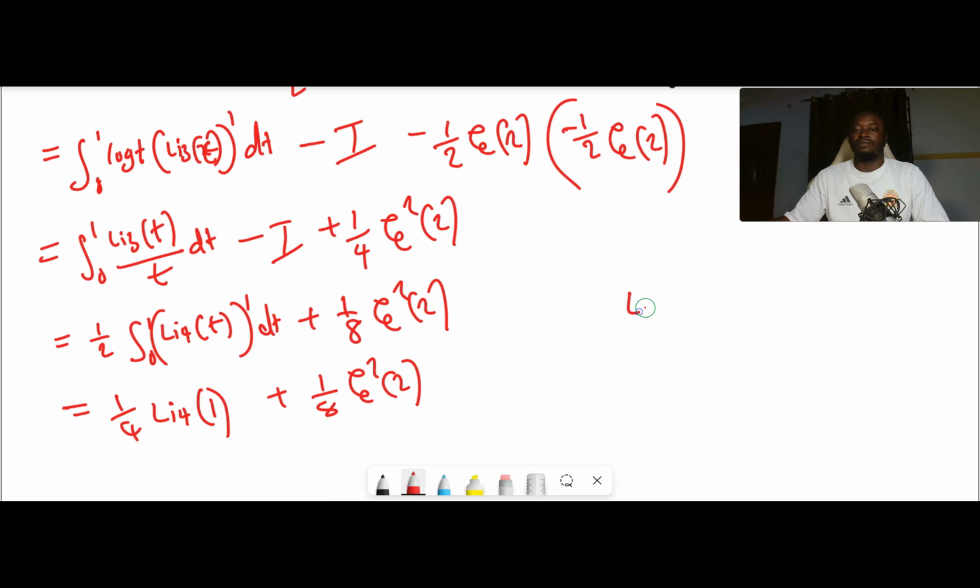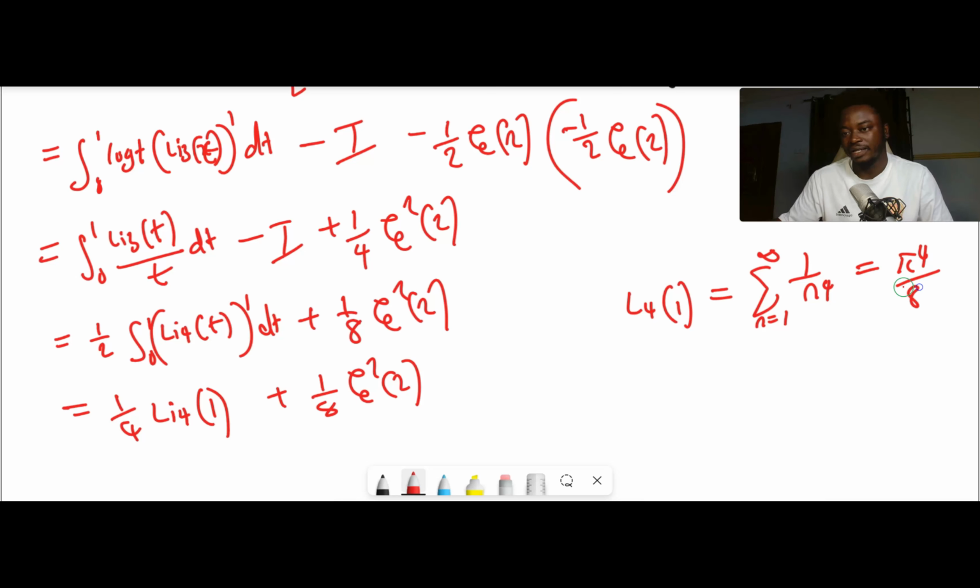Now the tetralogarithm of 1 is clear. This is equal to the sum as n runs from 1 to infinity of 1 over n to the 4th power, and this is basically equal to pi to the 4 over 90, and I think this will be 2 over 5 zeta squared of 2, right? Because this will be 2 over 5 times 1 over 36 pi to the 4th.